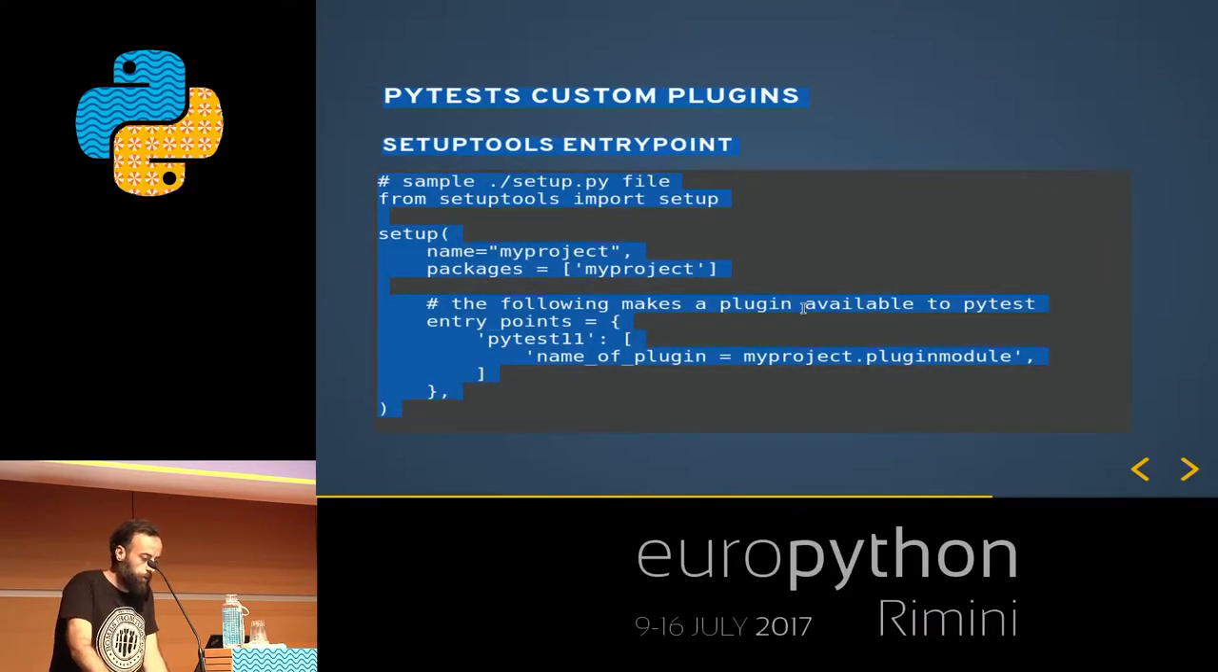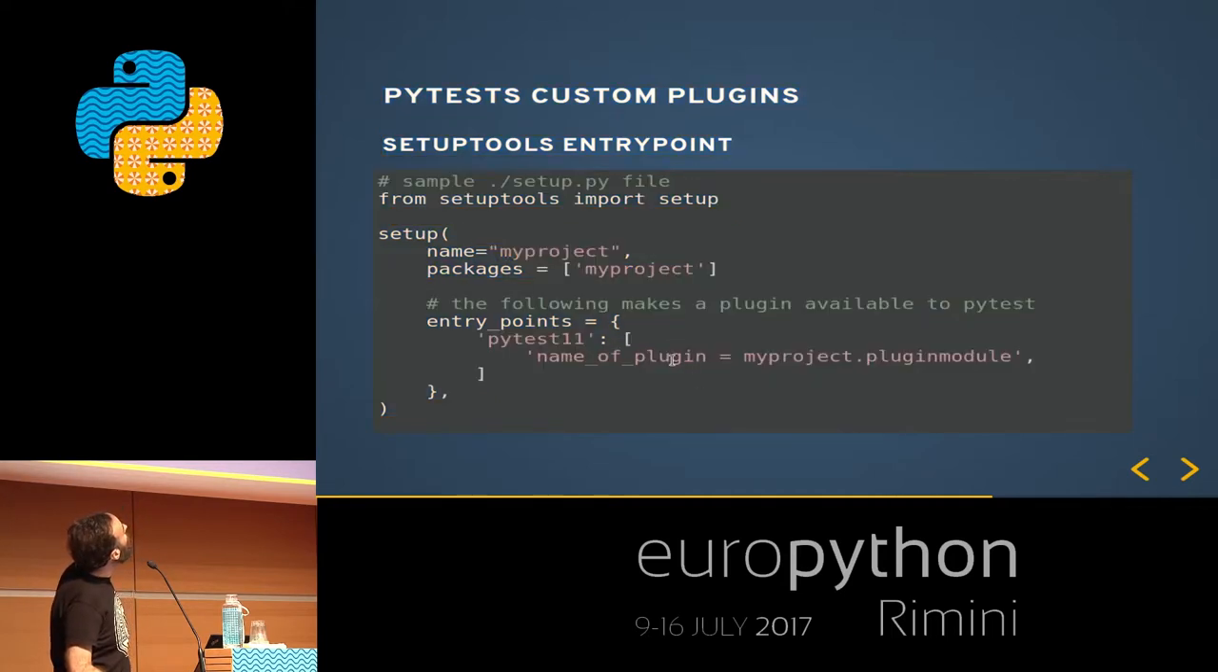Now, if you want to make your plugin externally available, you may define a so-called entry point for your distribution so that PyTest finds your plugin module. Entry points are a feature provided by setuptools, and PyTest looks specifically for the pytest11 entry point. I cannot see it now here. Oh yeah, here. It looks for this entry point, and it loads all the plugins that you have defined under this entry point.